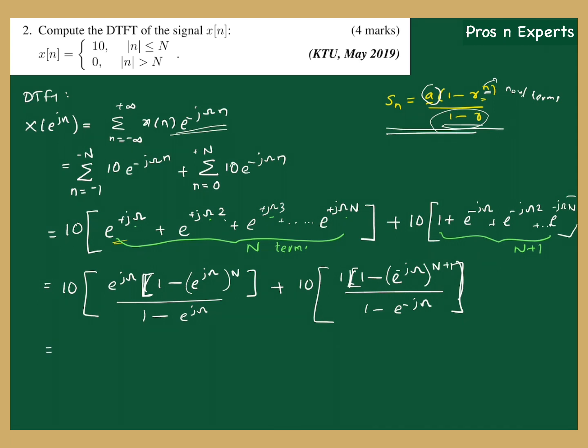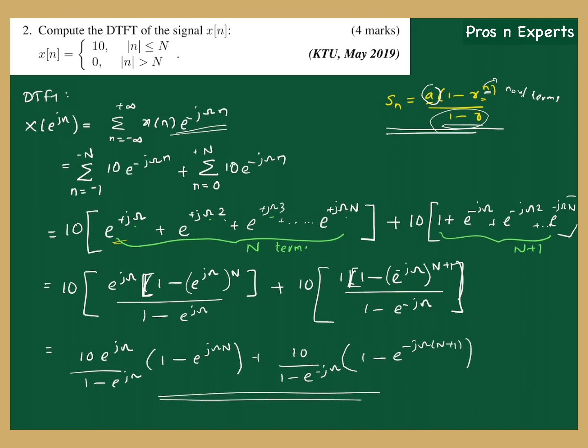Okay, so this is 10 e raised to j omega by 1 minus e raised to j omega into 1 minus e raised to j omega n, plus 10 by 1 minus e raised to minus j omega into 1 minus e raised to minus j omega into n plus 1, right? So this is the final answer. If you want, you can still simplify this expression, but this is only a 4 marks question, so we can stop here.